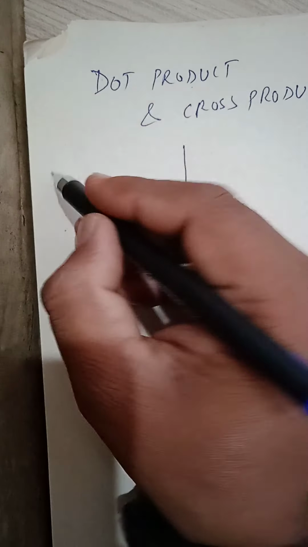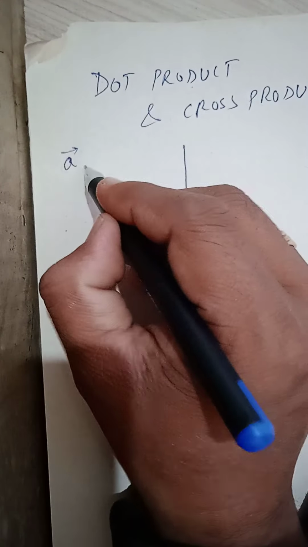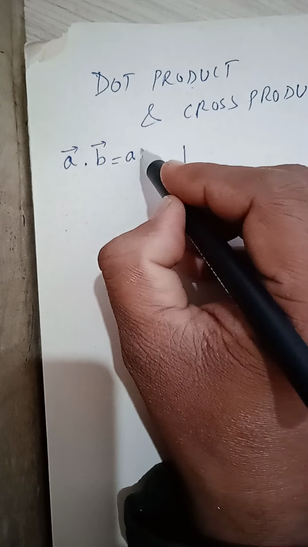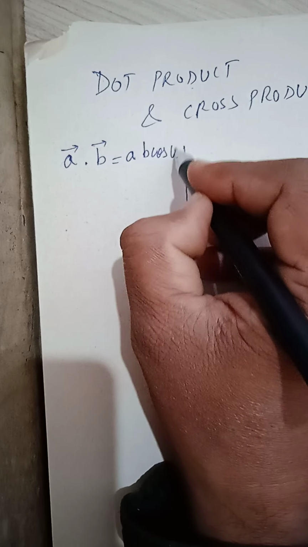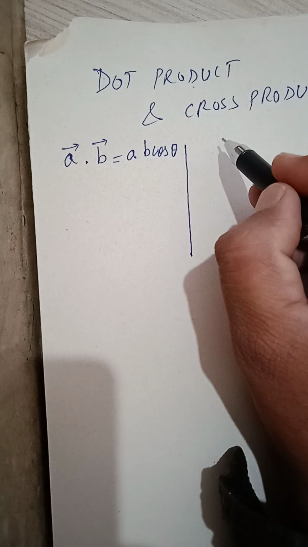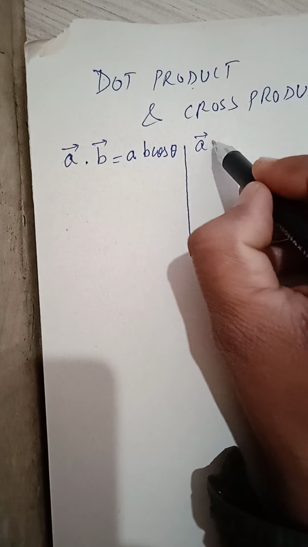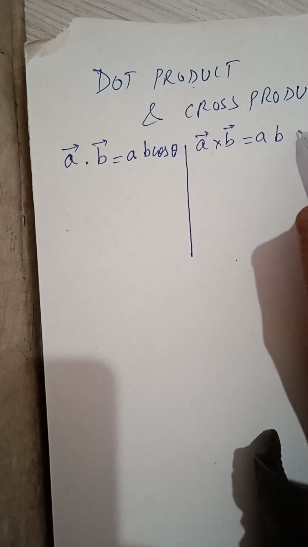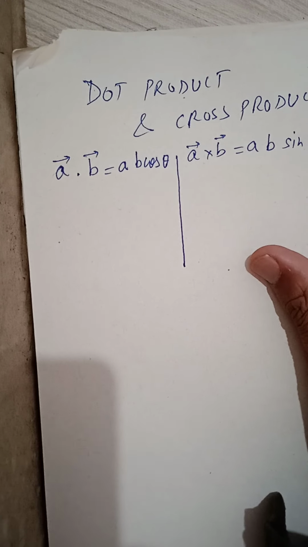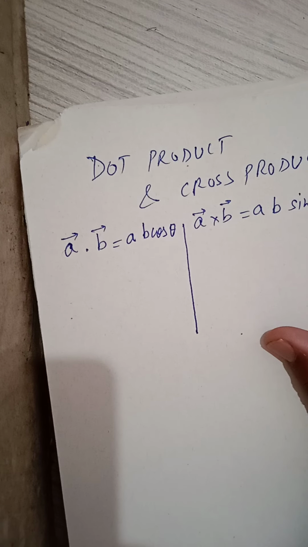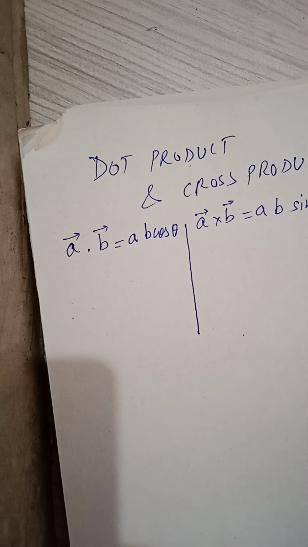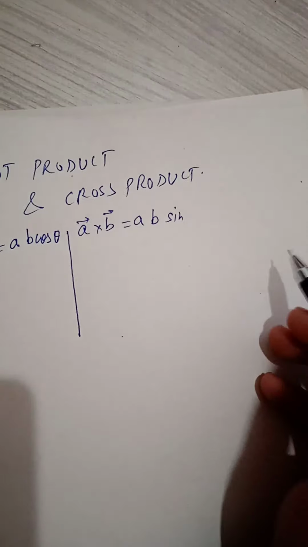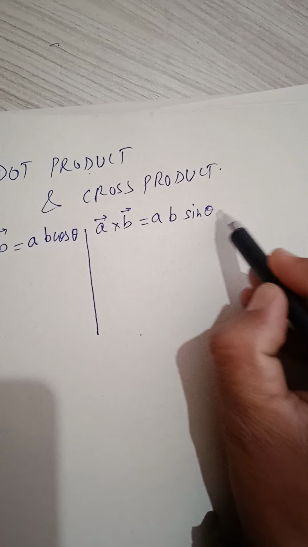See, dot product means suppose you consider any two vectors a and b, then a dot b is nothing but magnitude of a into magnitude of b into cos of angle between them. In cross product, we get a cross b is equal to magnitude of a into magnitude of b into sine of angle between the two vectors into the unit vector along the direction of a cross b.